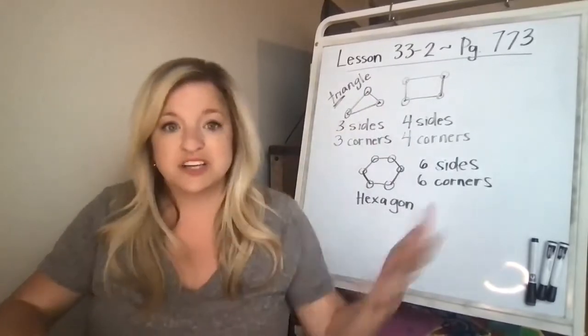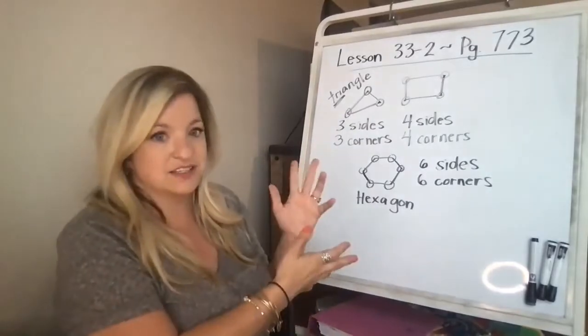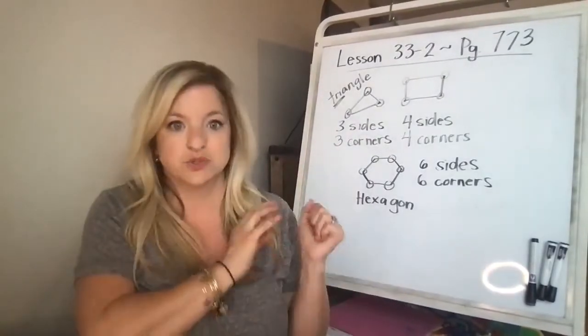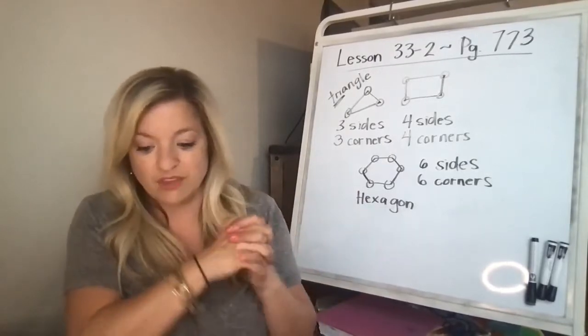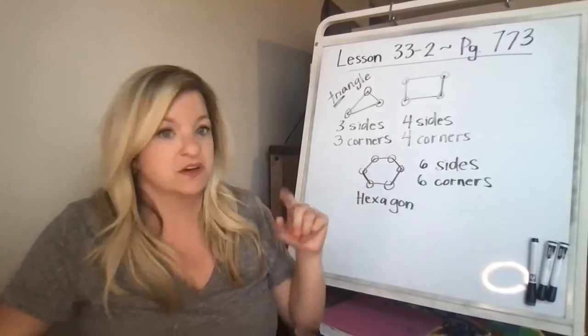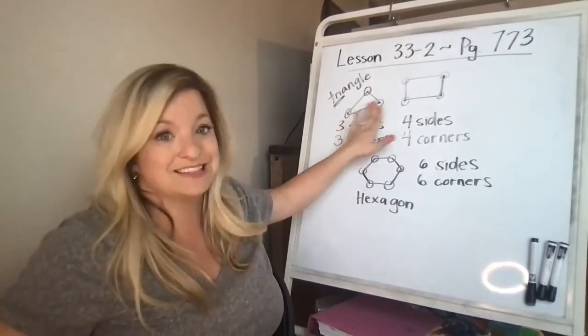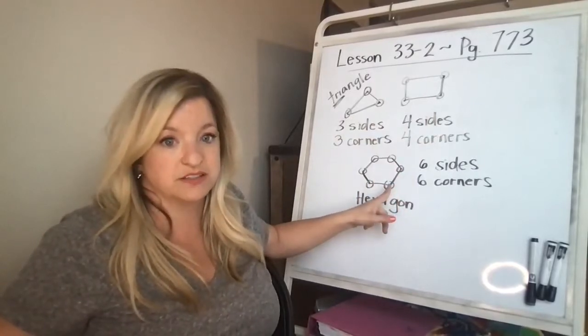Okay, so just to give you an update, that's kind of what we're doing. That is the lesson this week. So I wanted to teach you that because that's what I would do if we were in the classroom. So on page 773, you have 3 groups of shapes. Group A kind of looks like this, group B looks like this, and group C looks like this.